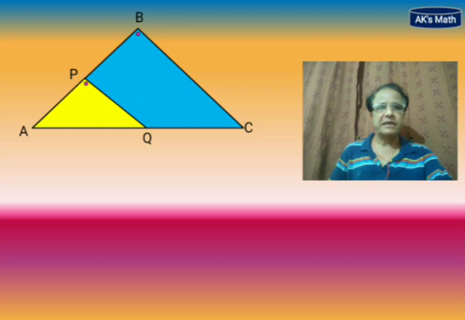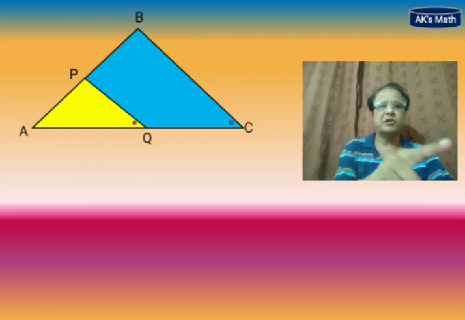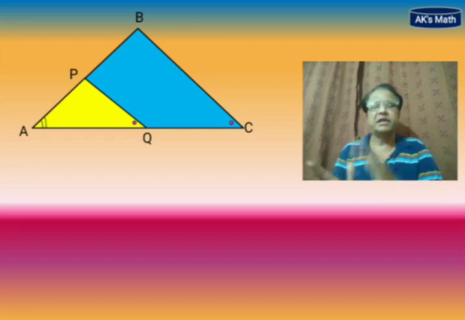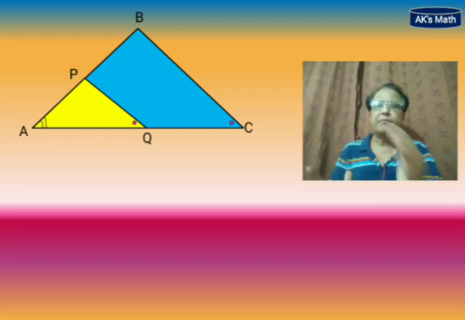These two angles will be congruent. These two are the corresponding angles. Angle APQ is congruent to angle ABC. If you don't want to take this one, you can take this pair also: angle AQP congruent to angle ACB. And angle A is lying in both triangles, the smaller triangle and the larger triangle, APQ and ABC. So angle A is common, and these two triangles will be similar by the double A test.